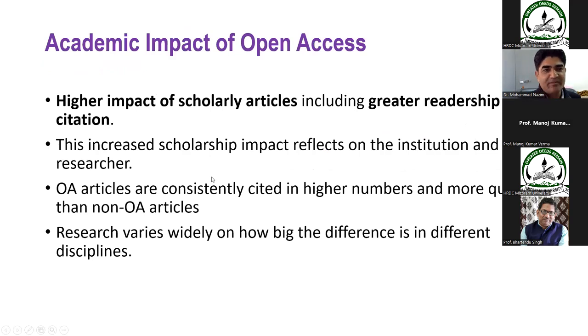Now come to the impact of open access. Some of the impact we have already discussed, but here there may be academic impact of open access, the economic impact, and the societal impact. Academic impact means higher impact of scholarly articles, including greater readership and greater citations.